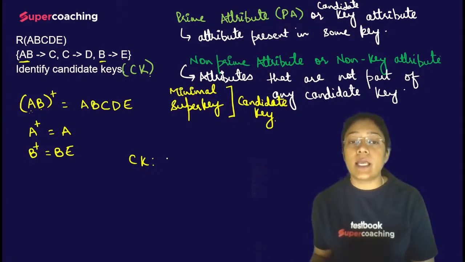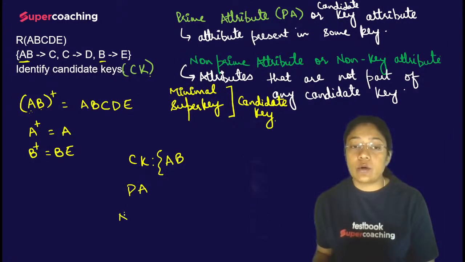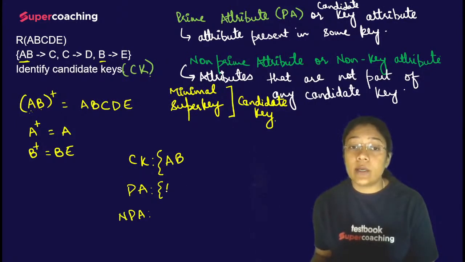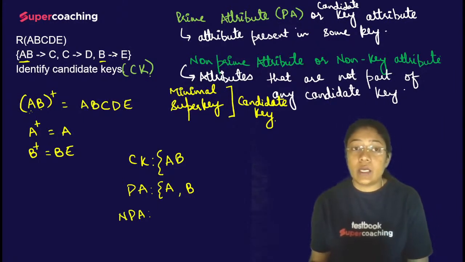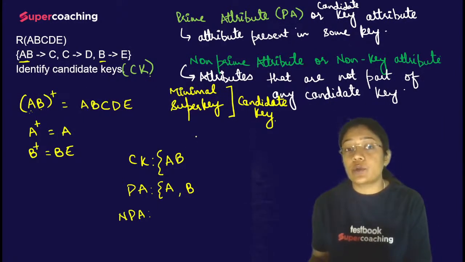Which candidate key came? AB. And on the basis of this, if I have to determine the prime attribute and the non-prime attribute, prime means an attribute that is a part of the candidate key. So two attributes are coming here, A and B. Is there any other possibility of getting a candidate key? There is no other possibility. For this one, we have only one candidate key.